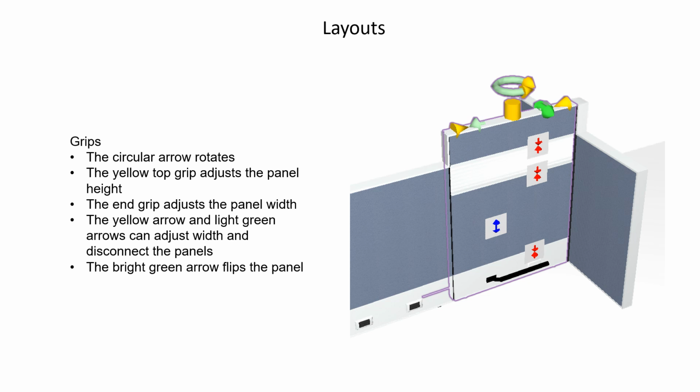So, how did I build these panels quickly? As with all CET smart symbols, I use the grips. The grips include the circular arrow, which will rotate your panel. The yellow top grip adjusts the panel height. The end grip adjusts the panel width. The yellow arrow and light green arrows can adjust the width and disconnect the panels. And the bright green arrow will flip the panels.